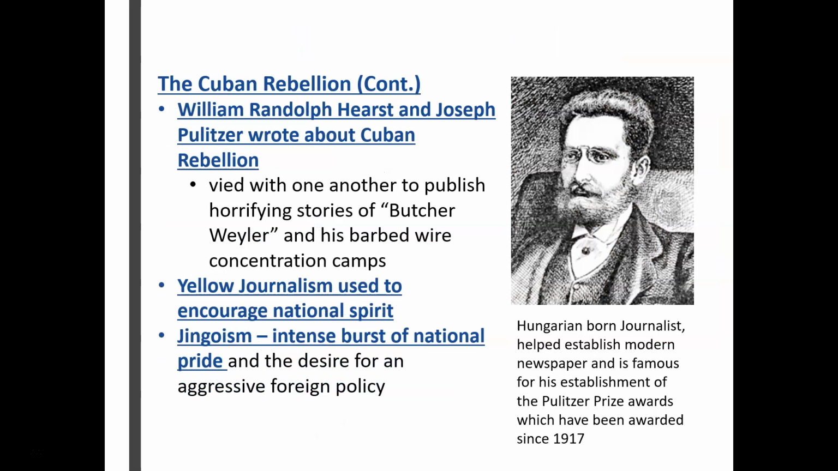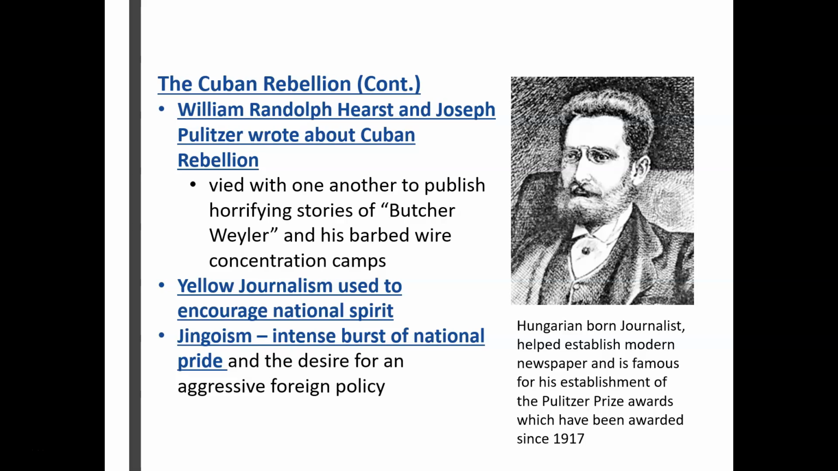Now, the Cuban Rebellion continues to grow, and along with that come two writers, William Randolph Hearst and Joseph Pulitzer, who both wrote about the Cuban Rebellion, and both of them vied with one another to try to publish these horrifying stories of the quote-unquote butcher, Weyler, and his barbed wire concentration camps for the Cuban citizens. And what they took part in was what we talked about the other day with newspapers, yellow journalism. So they're writing these sensationalized stories about what's going on in Cuba, hoping to encourage some national spirit in our country that would get involved in the situation.